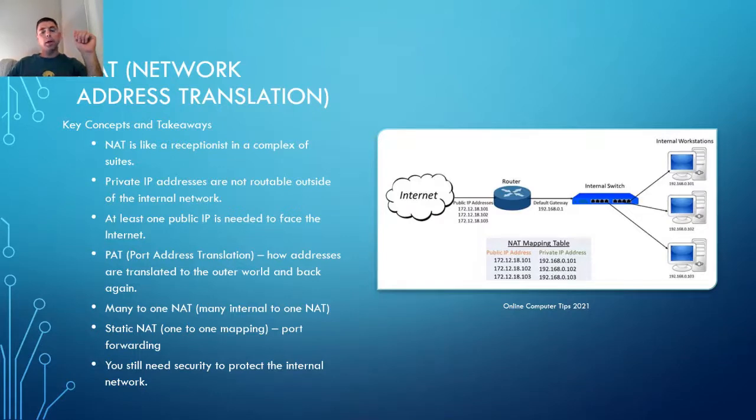Sometimes you have a many to one NAT. That's many internal IP addresses to one external IP address. That's fairly common, but for businesses, sometimes you have a one-to-one type of relationship, such as a static NAT, so it's a one-to-one mapping, where you have multiple forward-facing devices that need multiple public-facing IP addresses. So let's say web servers, services that need to be accessed from outside the network.